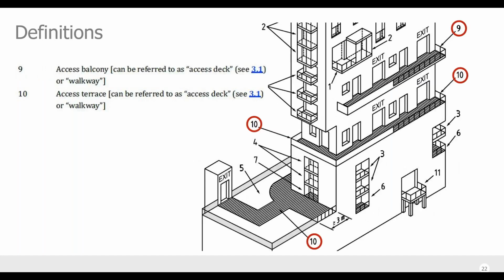And finally, access balcony and access terrace. Notice the subtle differences in these two. One is a balcony, one is a terrace. 9 is a balcony, 10 is a terrace. And notice the differences in the guardings, which are basically derived from BS 9991 and the provisions within that standard. Next slide, please.